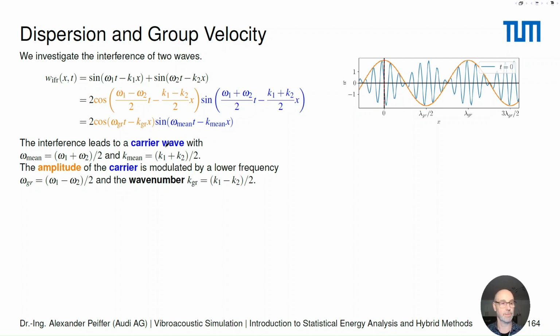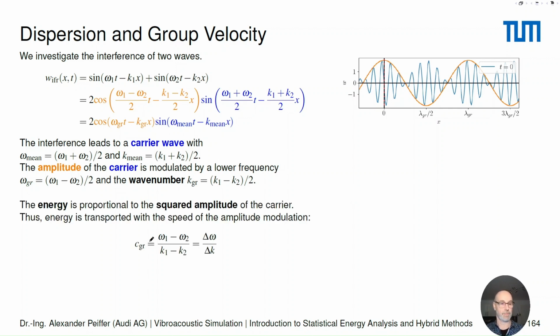So this interference leads to a kind of carrier wave, like in radio systems. This is your high frequency carrier, that's the blue line. And we have an amplitude, which is the orange one, and this amplitude is modulating the amplitude of the carrier. The amplitude of the carrier is modulated by a lower frequency because it's just the difference of the frequencies, which could be much smaller than the mean value between those two waves. Just imagine that these waves are very near to each other. It will be a very, very slow frequency.